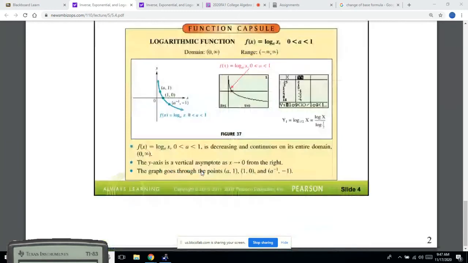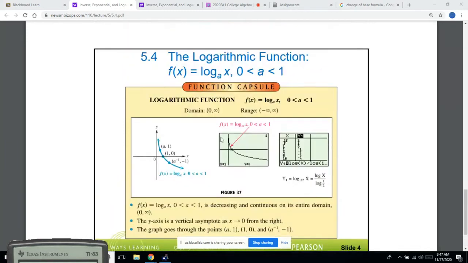Now, how will you actually graph these logarithms using a calculator if there's something other than a base 10 or a base e? And also, how would you use a calculator to calculate a log that's not a base 10 or a base e? So I'm going to go back to the document camera.